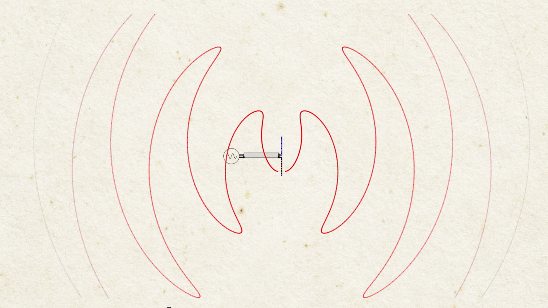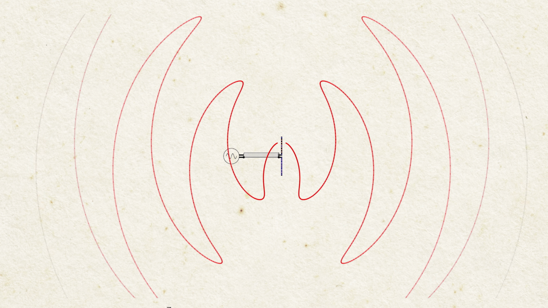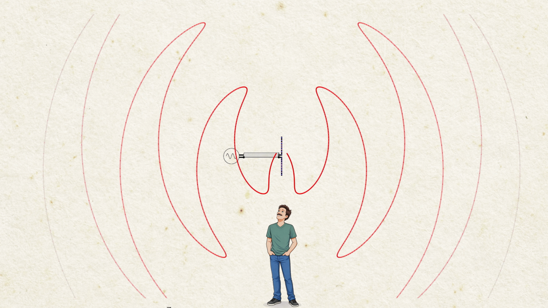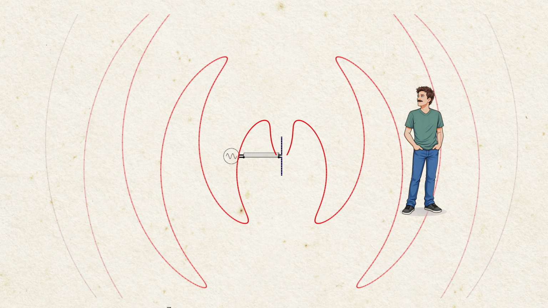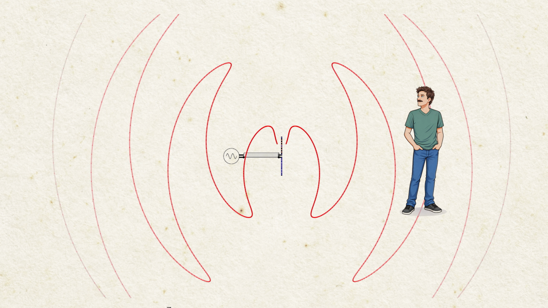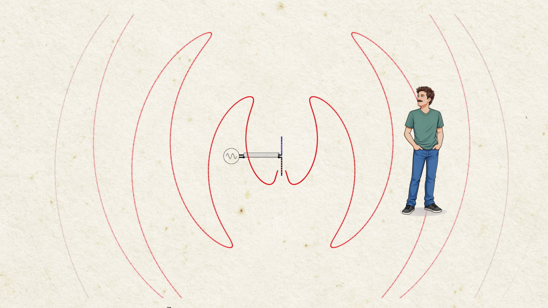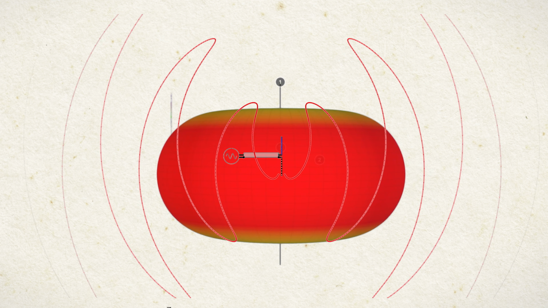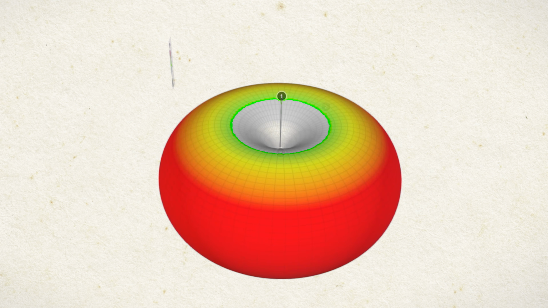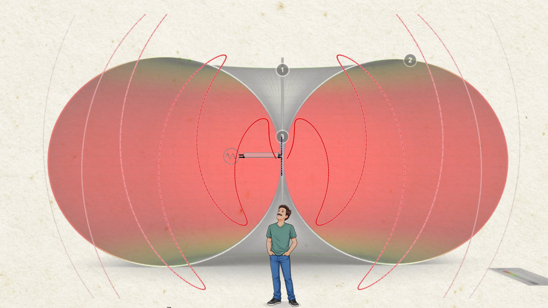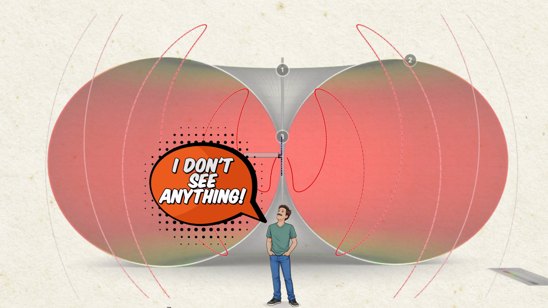You can see that the waves that are emitted aren't equal in all directions. If you're right above or below the oscillating charges, then you don't see any waves. But if you're in front or behind any direction, you'll be hit by the waves. So any waves emitted from a dipole antenna or anything like a dipole antenna are linearly polarized. In 3D, the waves emitted from the dipole look like this donut shape here. So when the electrons are oscillating up and down from you, it's like you're inside the donut. You can't see any light.